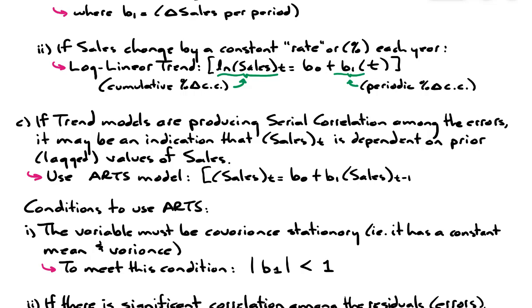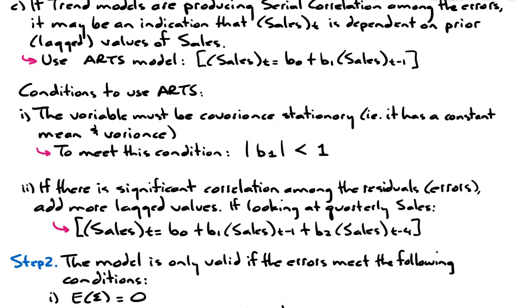So since we said sales is really dependent upon what happened to prior values of sales, why not model sales as a function of its lagged values? And there it is. So this would be your autoregressive time series model. Now, what are the conditions to use the autoregressive time series model? So first of all, the variable, which in this case is sales, must be covariance stationary. In other words, it has to have a constant mean and variance.